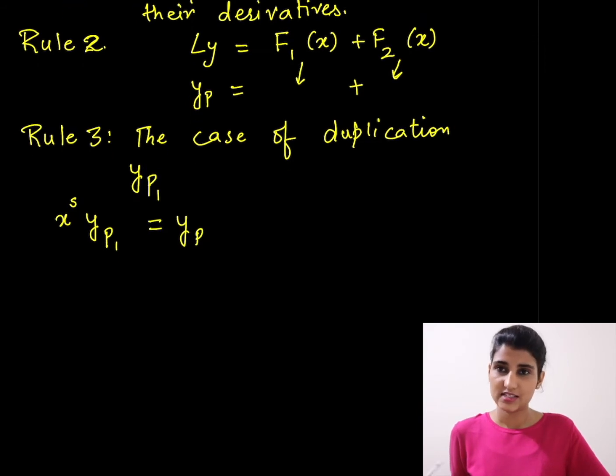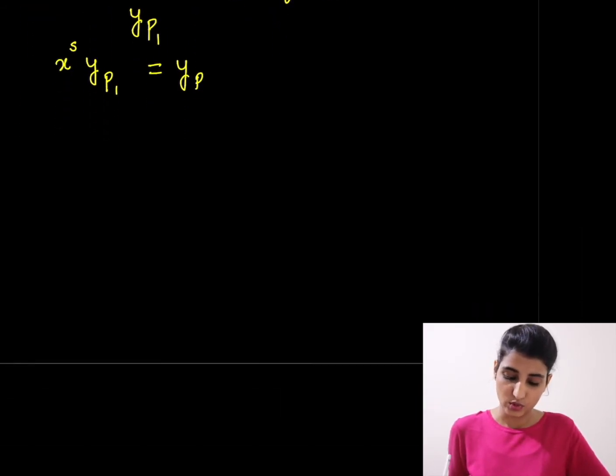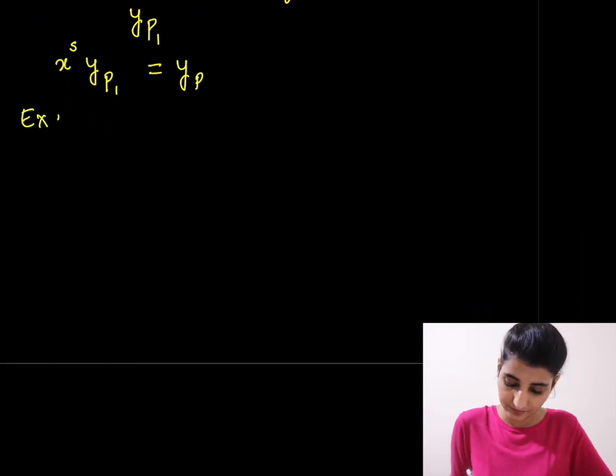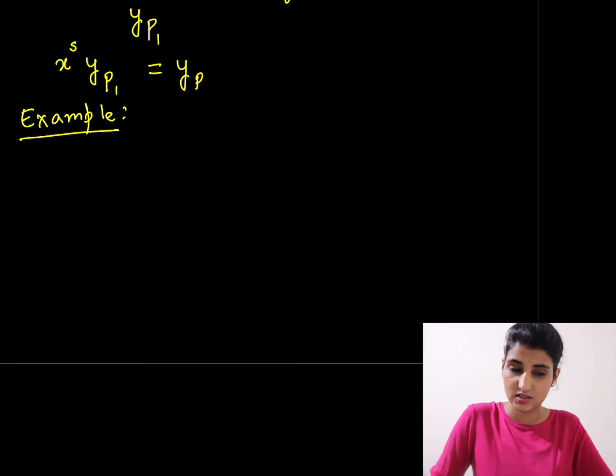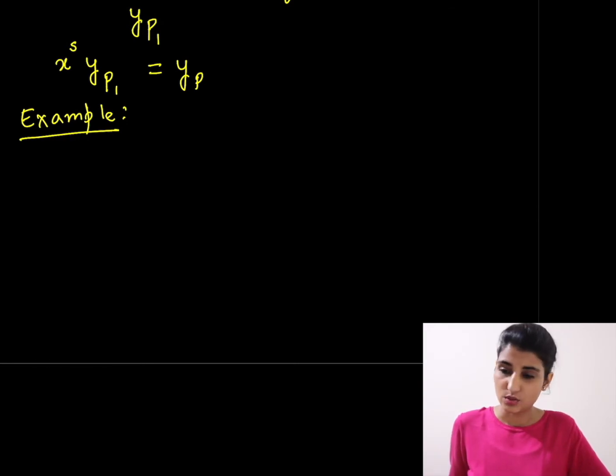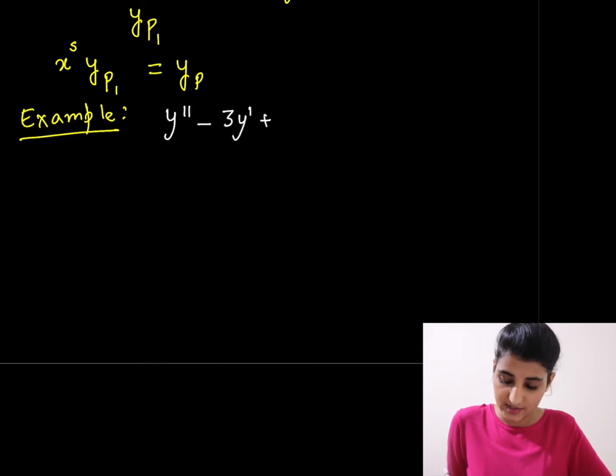Okay, let's see one example to make it more clear. Let's take one example: y double prime minus 3y prime plus 2y equal to 4x e power 2x plus x.